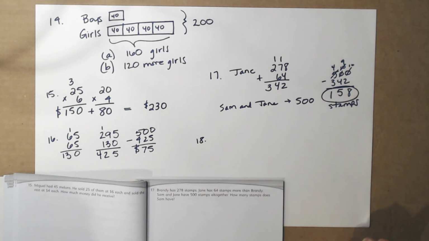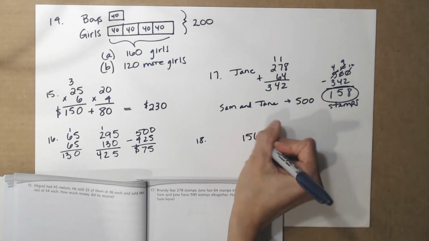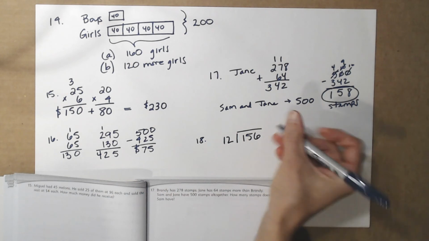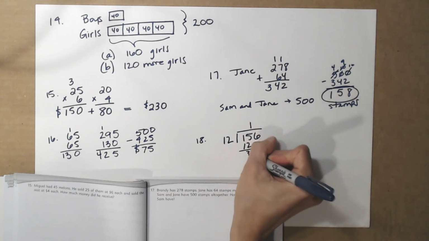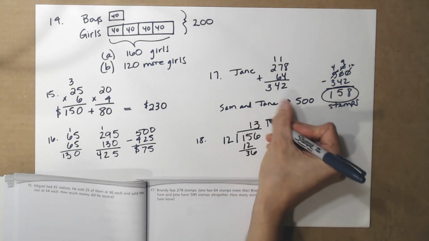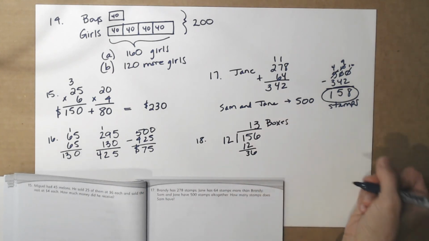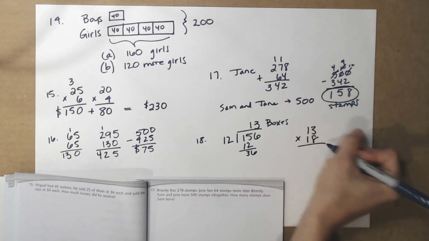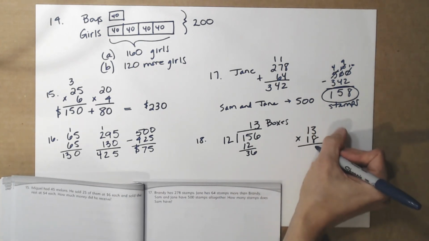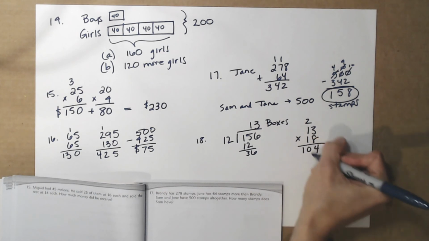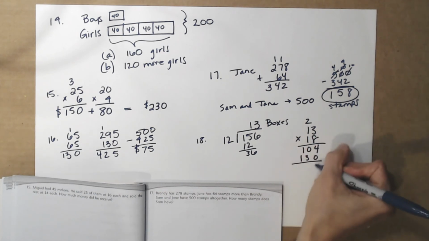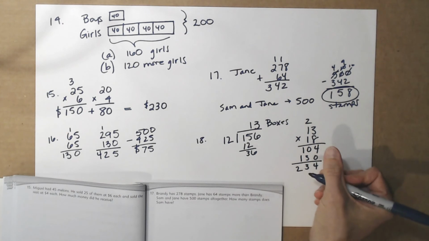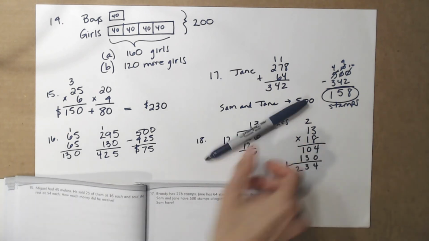Okay, so we have to find out how many boxes she sold, and there's 12 pies in each box. So if we take her total number of pies and divide by 12, we'll find out how many boxes. We get 13 boxes of pies. Each box costs $18. So if we multiply the 13 times the 18, we'll get the total money. $234 for the boxes.